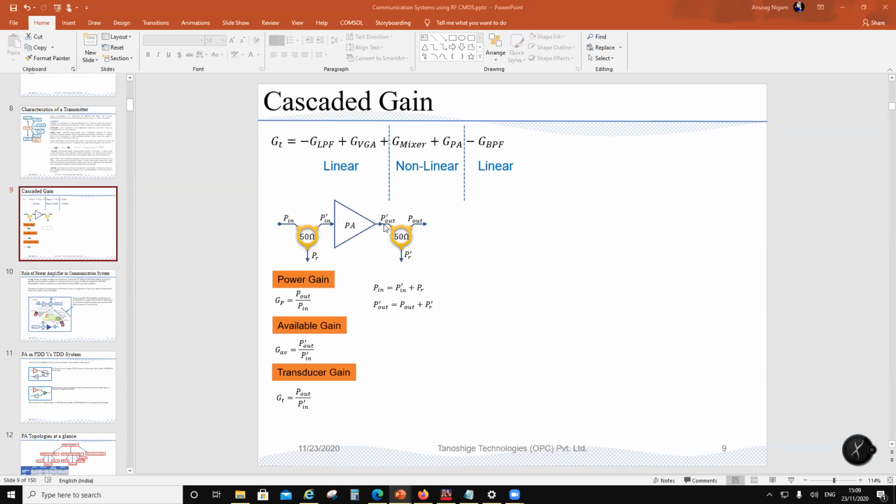Transducer gain is P out as is, and P in is matched as P in dash, or P in is matched conjugate. Usually in PA designs, your input is conjugately matched for gain, right? It's conjugately matched for maximum power transfer. So transducer gain is what makes sense for a PA, and that will be the same as the power gain, because usually your inputs are matched to 50 ohm as a conjugate match. They're matched to 50. So in that case, this transducer gain and power gain is the same thing.